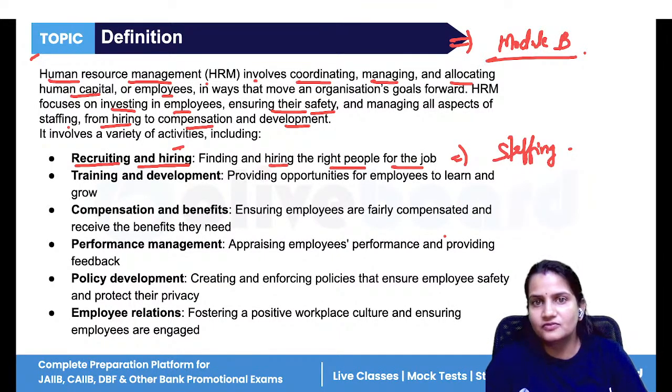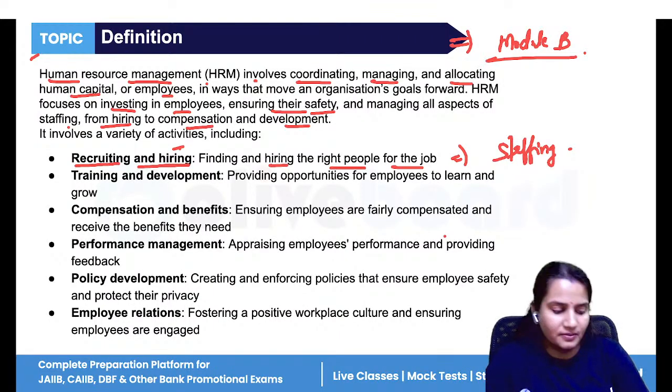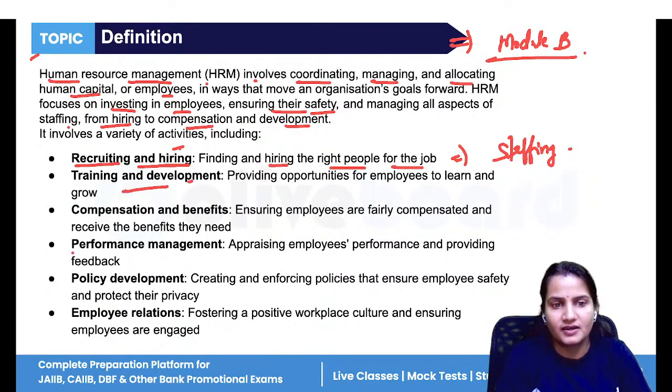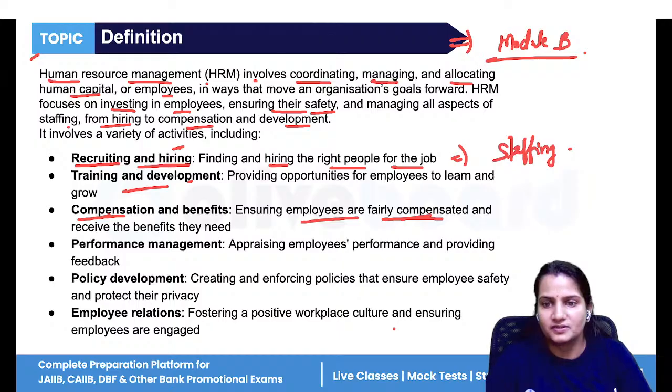Then once you have hired your people, once you have hired the human, you will provide the training and development process. So you will develop skills in that human. Then you will provide a required level of training if your people want. So providing training and development, then giving them fair compensation. So employees should be fairly compensated. They should not be given less compensation, they should not be given more compensation. So it should be fair compensation.